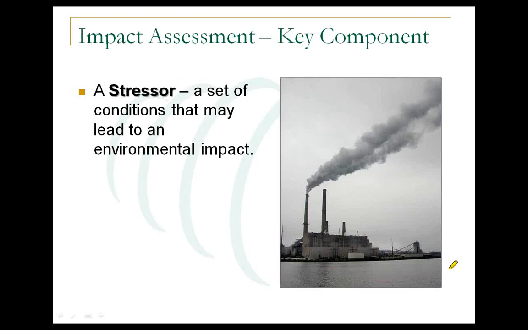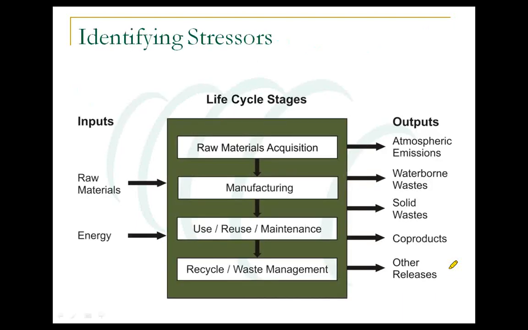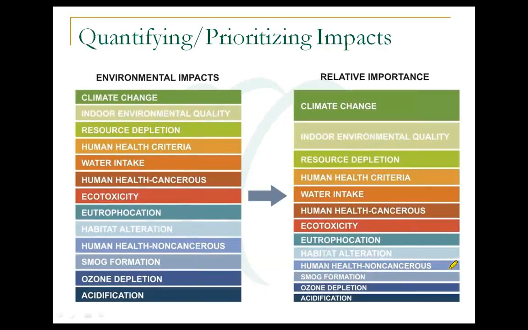Each one of these emissions provides a stress on the environment. And the key is to take those impacts and somehow interpret the stresses on the environment. Well, you need some sort of a guideline to do that. And identifying stressors basically is going through this life cycle process, looking at each life cycle stage and identifying the outputs, and then using some process to prioritize those impacts once you determine what those impacts are.